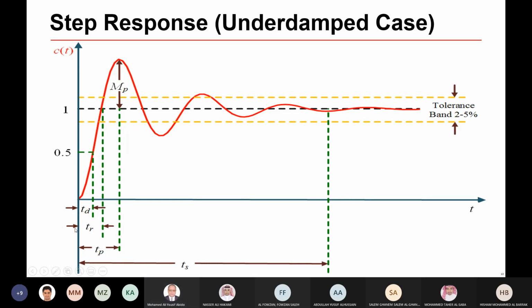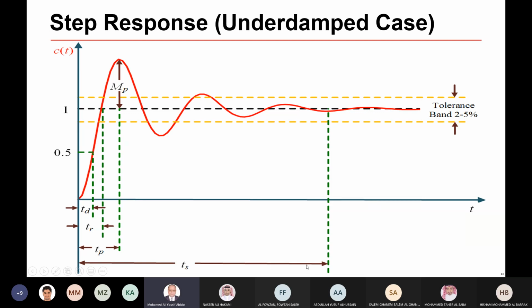Of course, if you decrease the delay time, that means the response is faster. Rise time is the time where the response moves from 10% to 90% of the steady state value. So this will also give you an indication of how fast the response is. The peak time is the time where the maximum overshoot occurs. So this is the maximum overshoot. This is the steady state value, and this is the maximum value you reach here. So this is the deviation or the maximum overshoot. Of course, you can express it as a percentage of the steady state value.